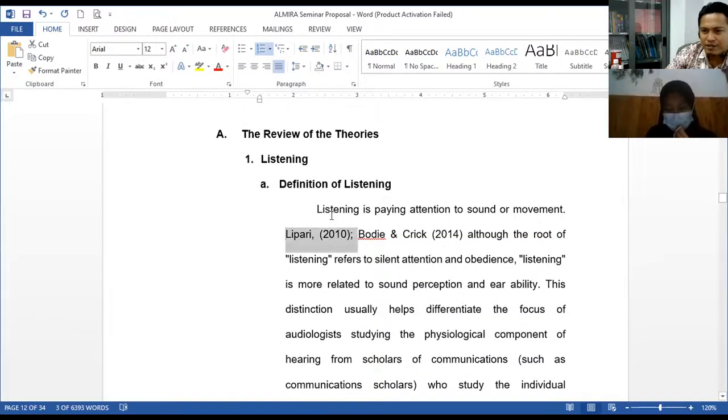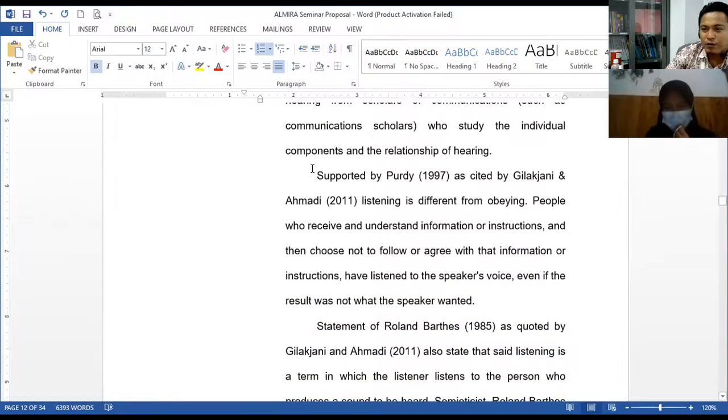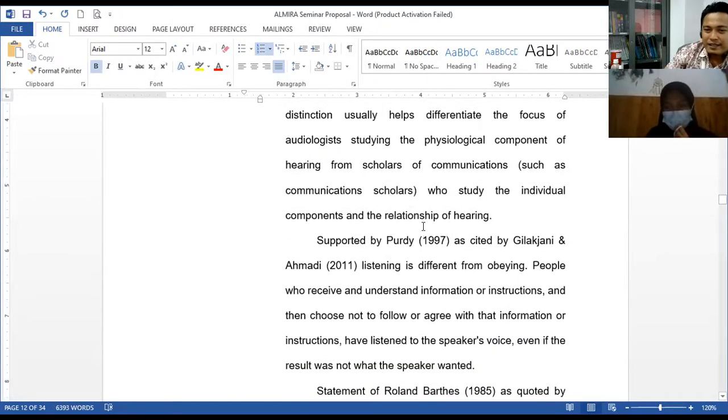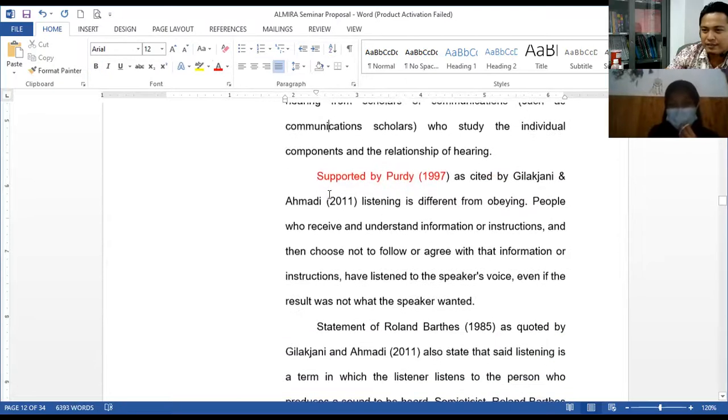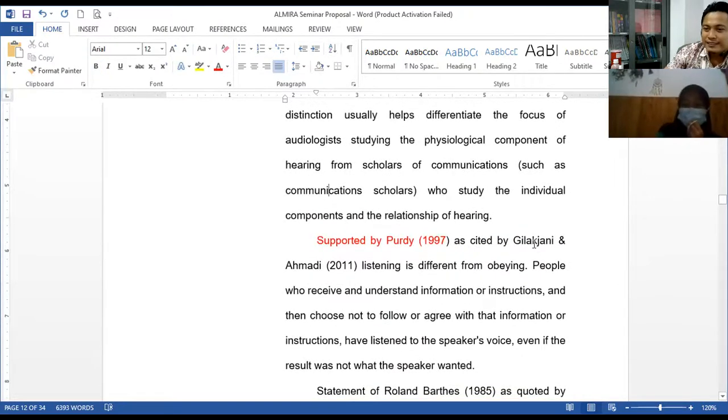Okay, it is still 2010. Oh, 2010 is not allowed. It has to be above 2010, starting with 2011. And then here, 1997, no. But I take it from Gilagjani 2011. Okay, so cite only Gilagjani and Ahmadi. Do not use this one.